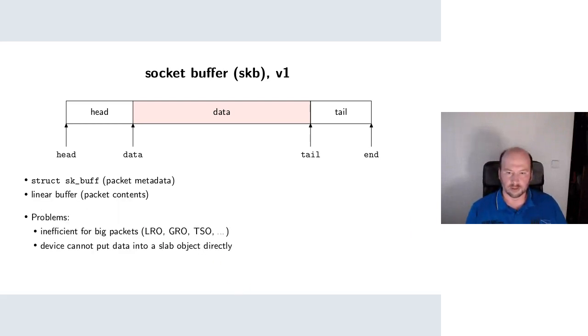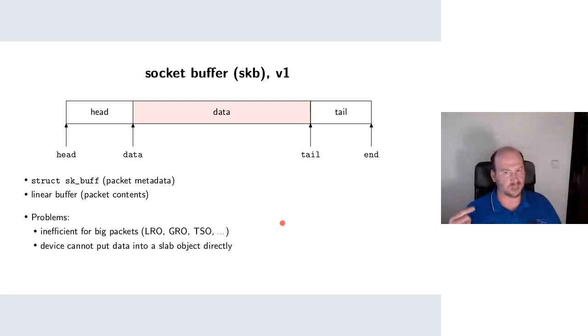This was not perfect because there were some problems. This kind of representation, this kind of memory layout, was very inefficient for big buckets, like those which we work with when using offloading, segmentation offloading, or things like LRO or GRO, where multiple received buckets are combined into a big one. Because allocating a big slab object of up to 64 kilobytes would be very inefficient.